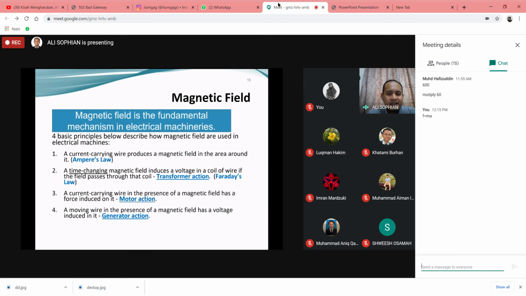You need to pay attention to the underlined words here: time changing, i.e. the magnetic field has to be changing with time. If it is a constant magnetic field, then no voltage will be induced in the coil. That's why transformers only work with AC. If you apply DC at the input, you will get nothing at the output. Transformers only work with AC.